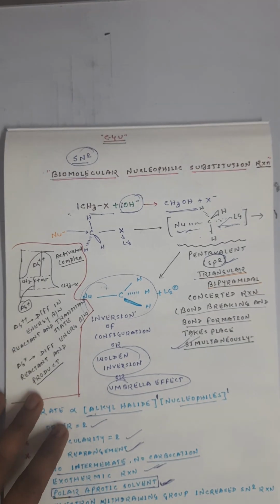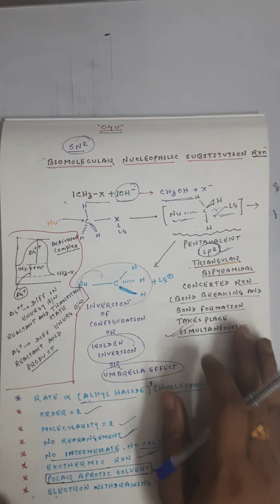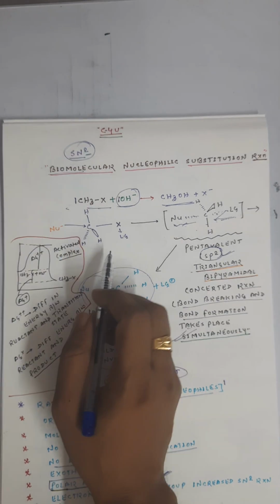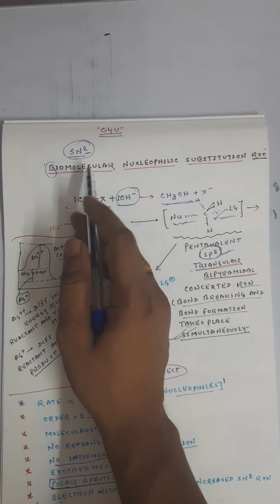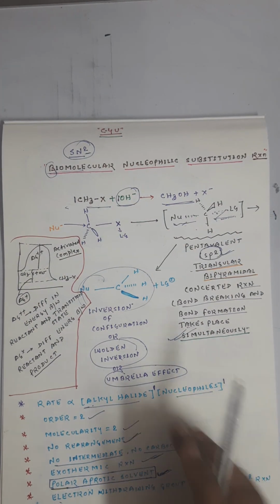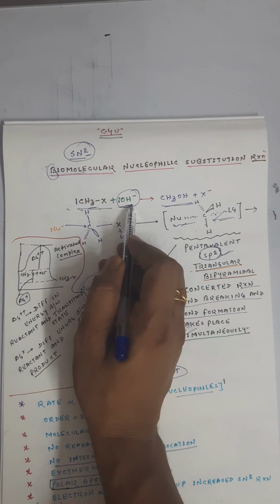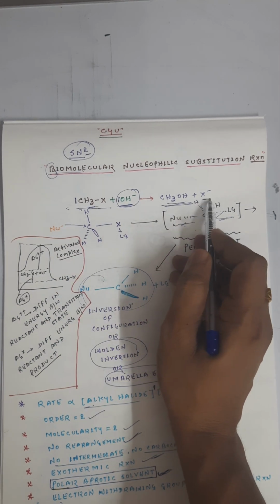See students, I have used here a bimolecular nucleophilic substitution reaction. So the second term is bimolecular, and obviously nucleophilic substitution reactions. I have written two reactions. One is a simple reaction, CH3X plus OH negative. OH is a nucleophile, and it is replaced in the form CH3OH plus X minus.